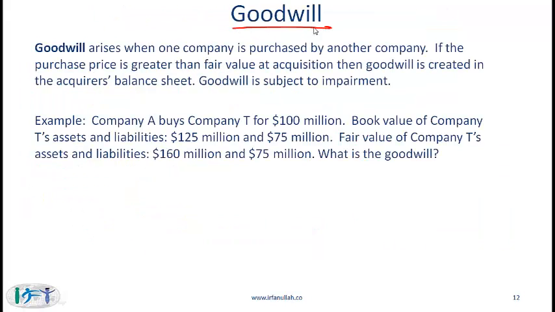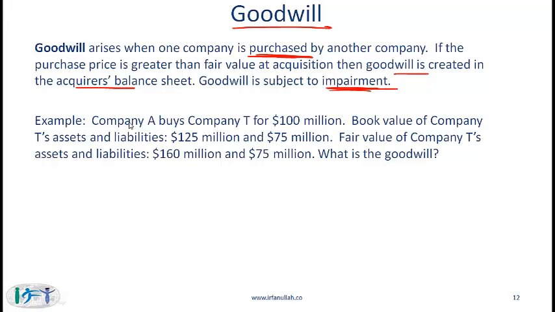Goodwill is another item that you might see on the assets side of a balance sheet. Goodwill arises when one company is purchased by another company. So note this point, you can only have goodwill when there is a purchase. If the purchase price is greater than the fair value at acquisition, then goodwill is created in the acquirer's balance sheet. Once you have reported goodwill, it is subject to impairment, and impairment is a concept that we'll discuss later, but very simplistically, impairment is a mechanism for reducing the value of an asset.